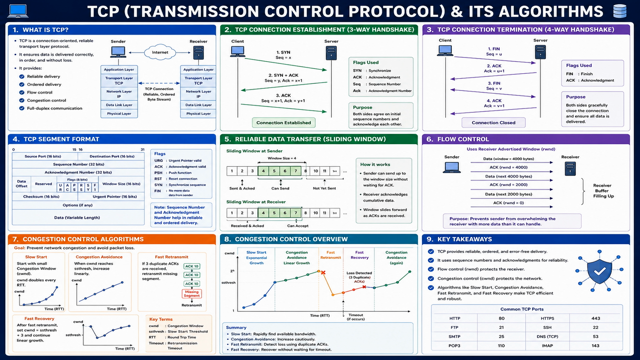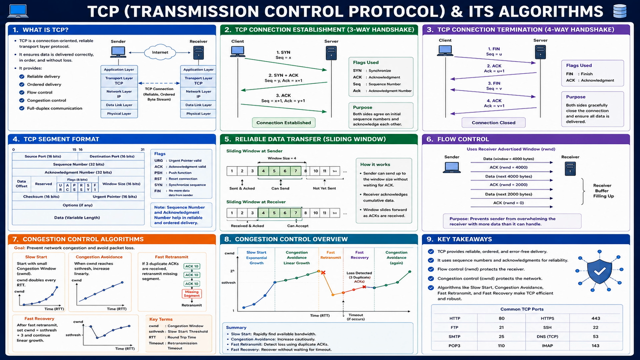Section 7 shows TCP congestion control algorithms designed to protect the network itself. Unlike flow control, which protects the receiver, congestion control prevents overload inside the network. TCP uses several major algorithms. Slow start.